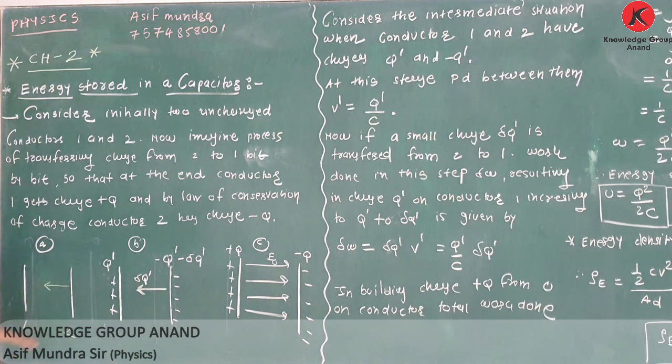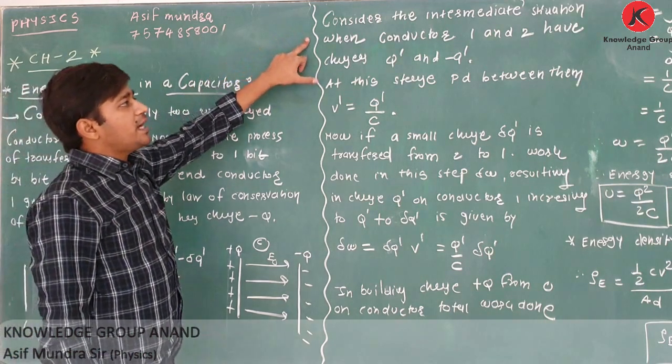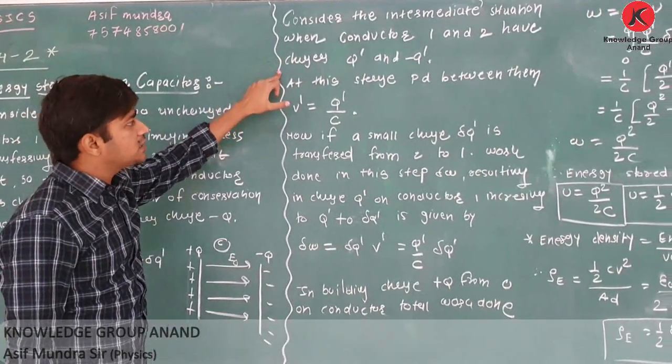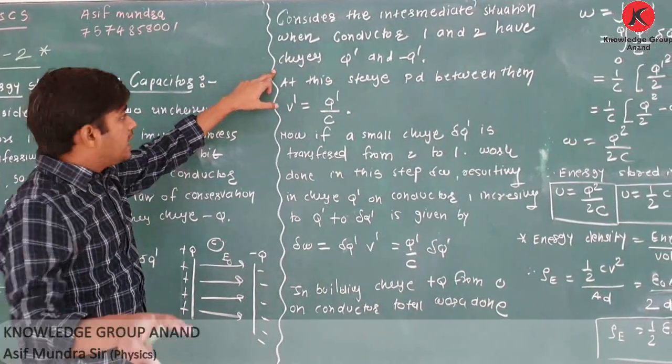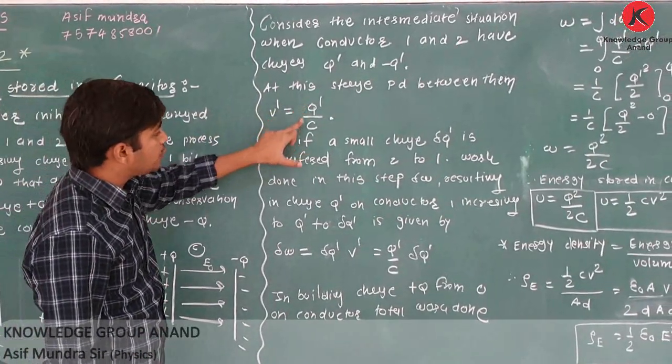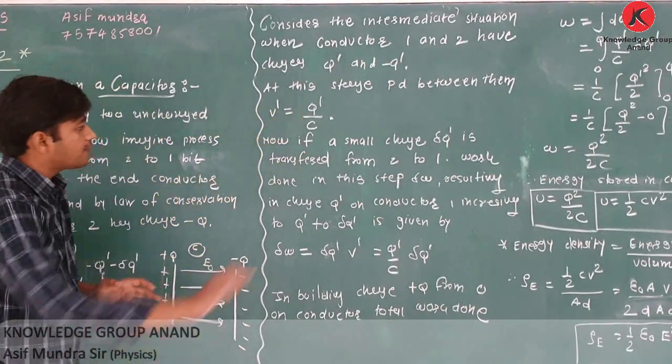So see how to write it. Consider the intermediate situation when conductors 1 and 2 have charges Q dash and minus Q dash. In this situation, what is the potential difference between them? V dash is equal to Q dash upon C. We know this equation.